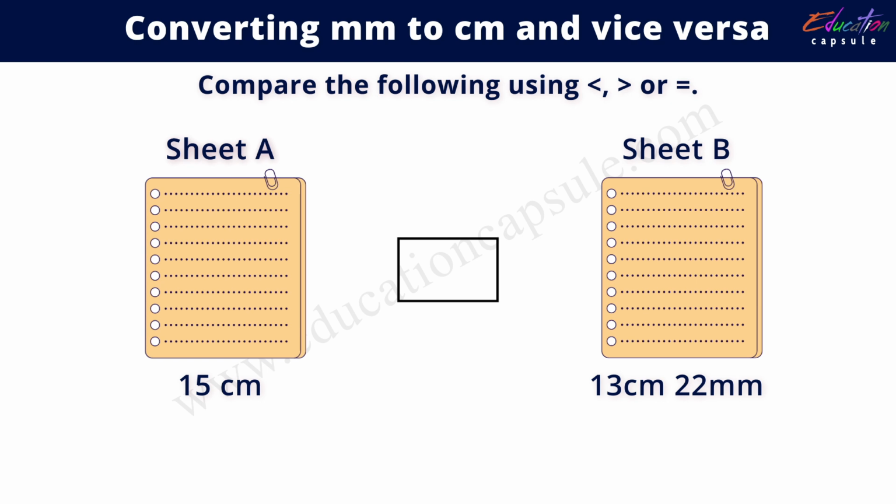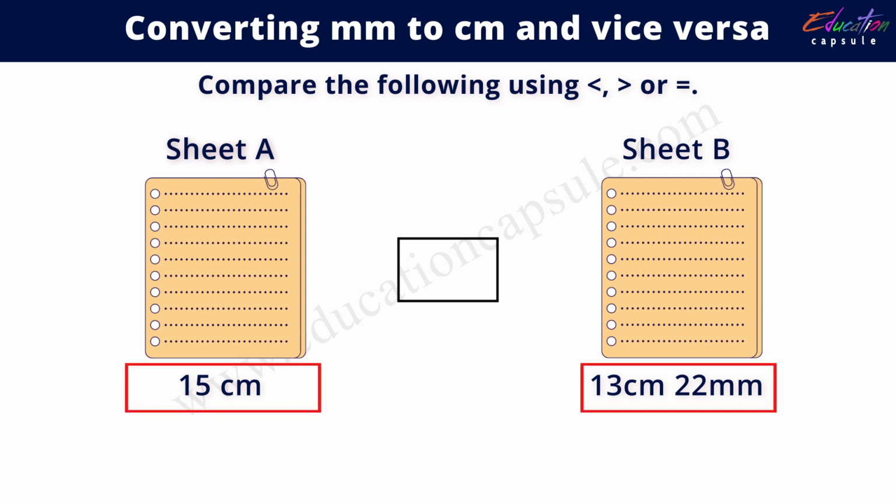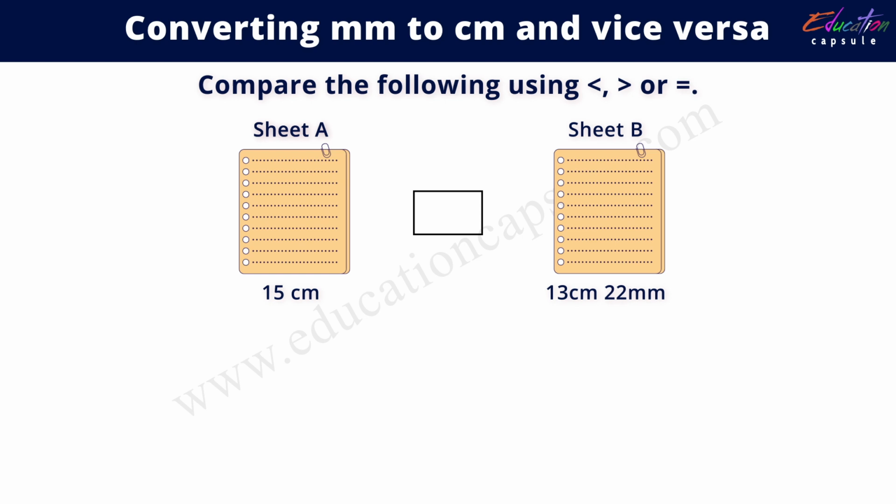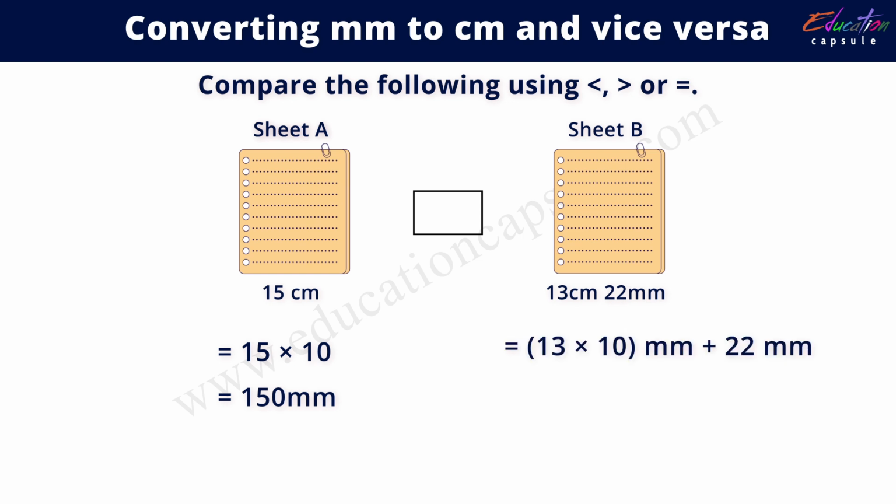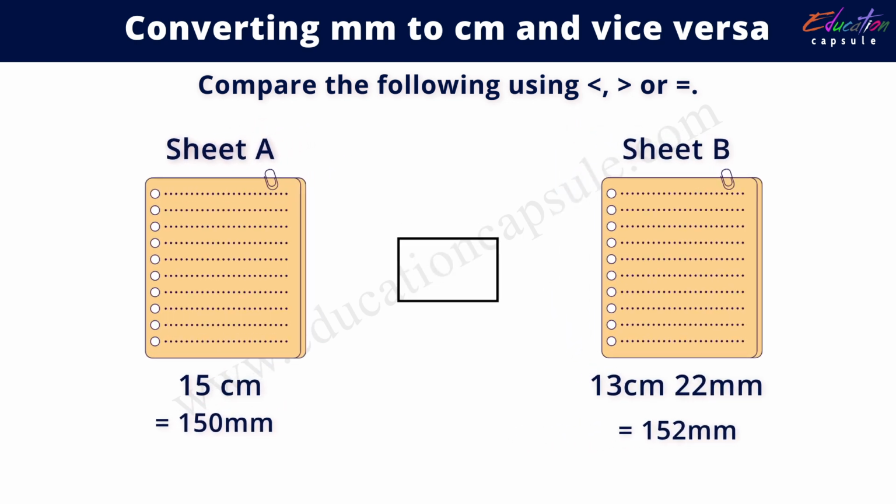So what we can do is convert both the lengths into centimeters or millimeters only. 15 centimeters is equal to 15 times 10 millimeters, which is equal to 150 millimeters. Whereas 13 centimeters 22 millimeters would equal 13 times 10 millimeters added to 22 millimeters, which is 130 added to 22. And the final answer would be 152 millimeters. Therefore, we can say that the length of sheet A is less than the length of sheet B.